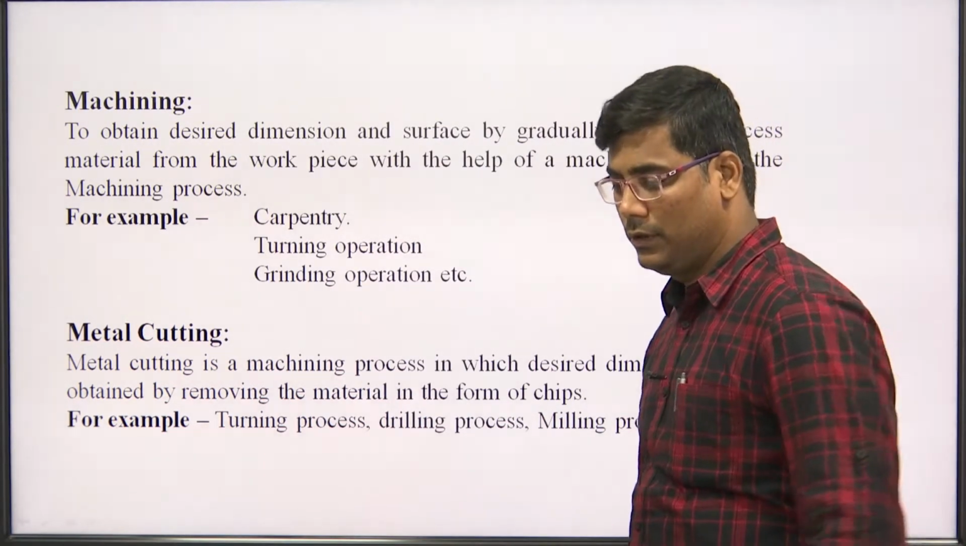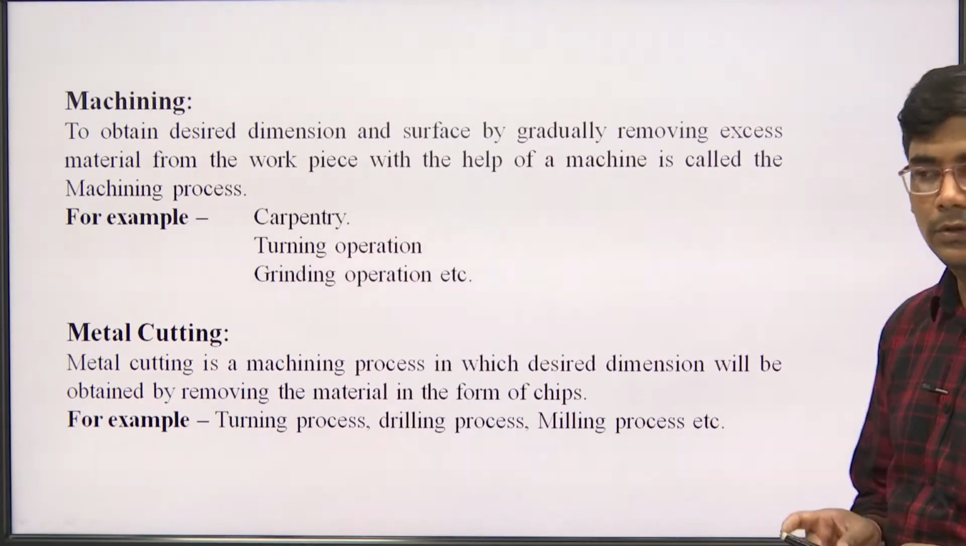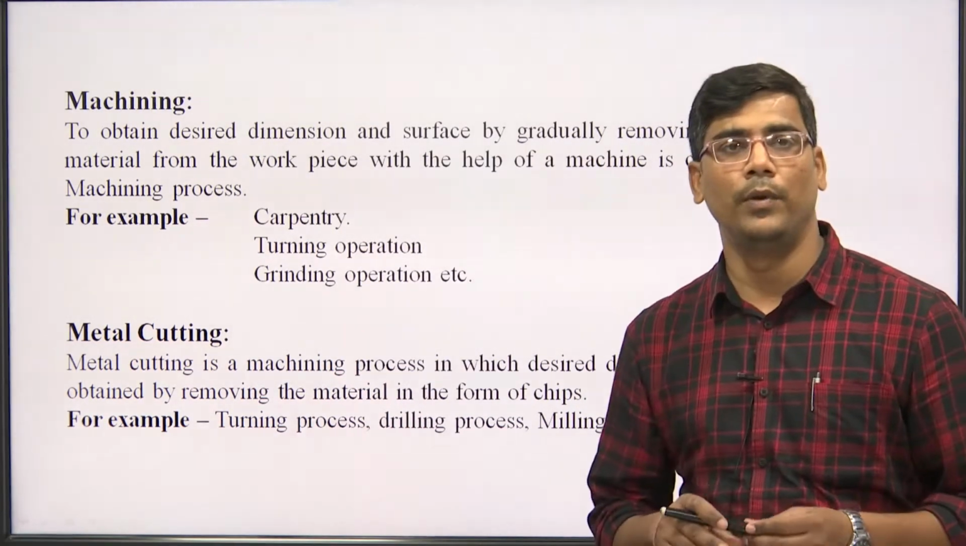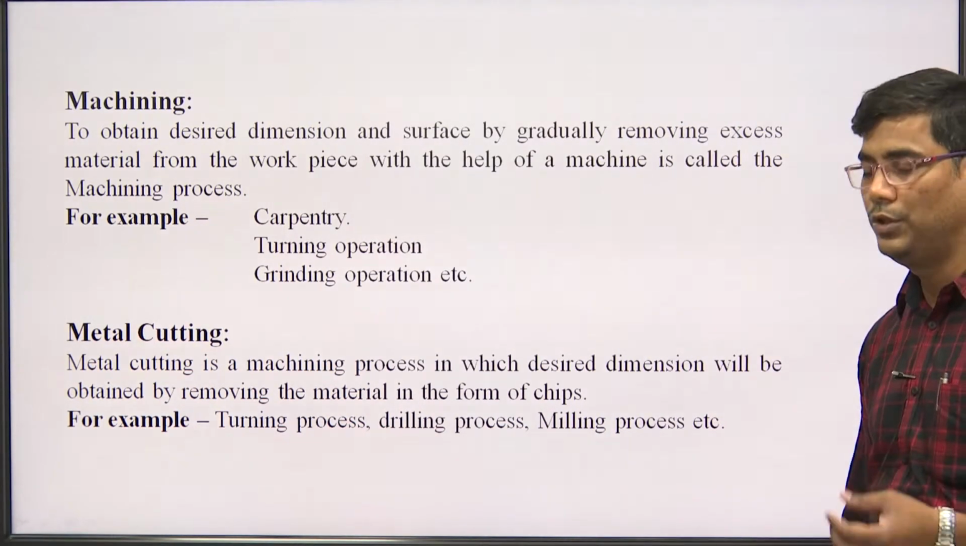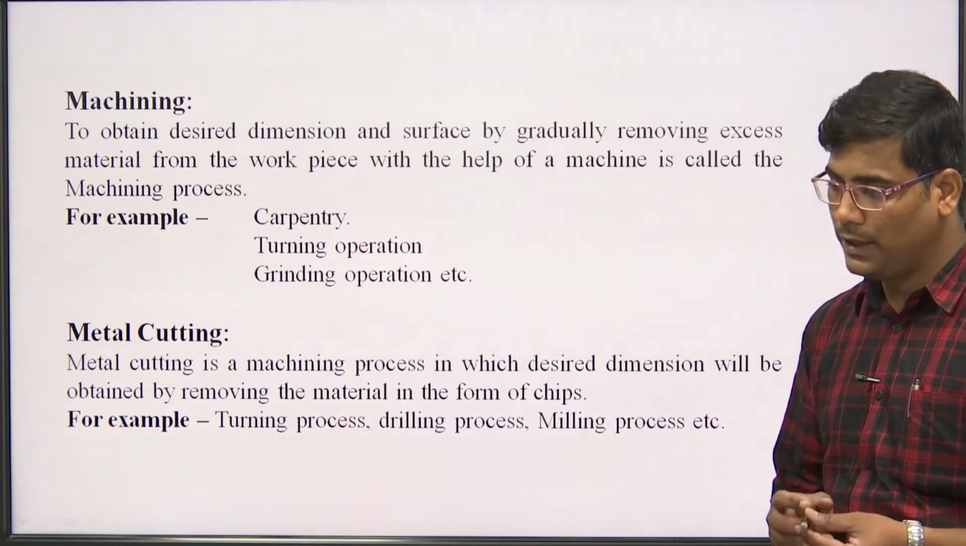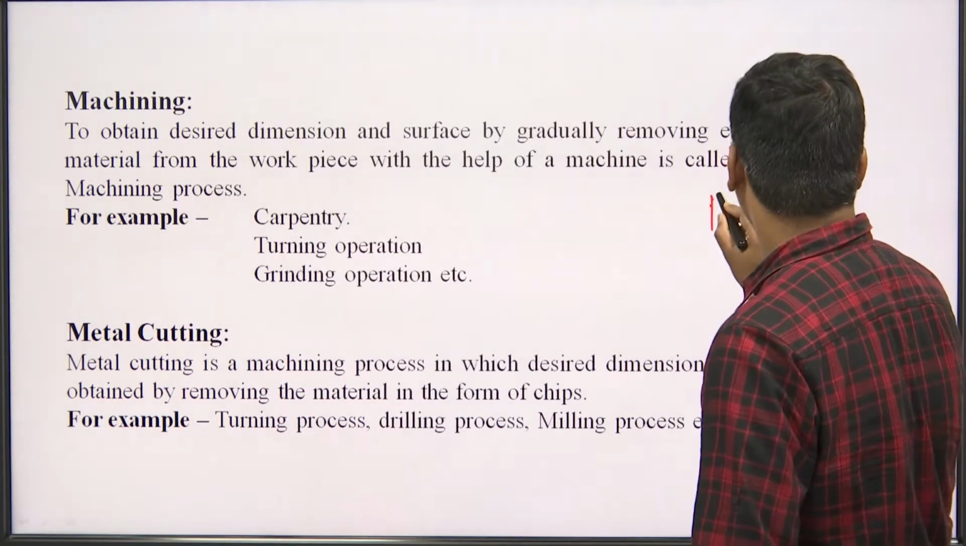Now we are going to discuss metal cutting. Metal cutting is a machining process in which desired dimensions are obtained by removing extra unwanted material in the form of chips. For example, we are doing a simple turning operation.